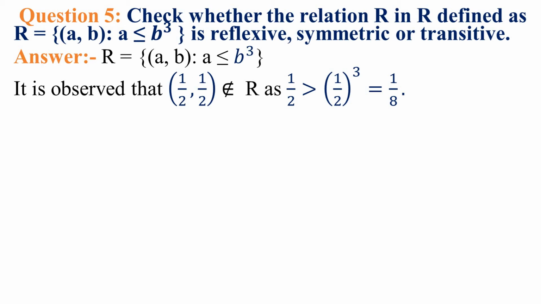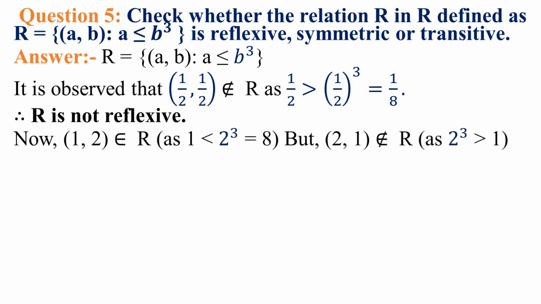Here the relation R = {(a, b) : a ≤ b³}. It is observed that (1/2, 1/2) does not belong to R, because 1/2 is greater than (1/2)³. Here (1/2)³ means 1/8. So 1/2 is greater than 1/8, therefore R is not a reflexive relation.